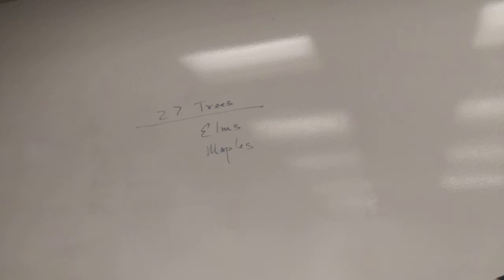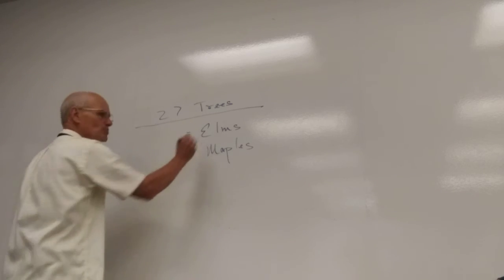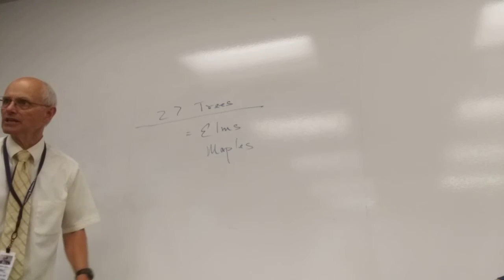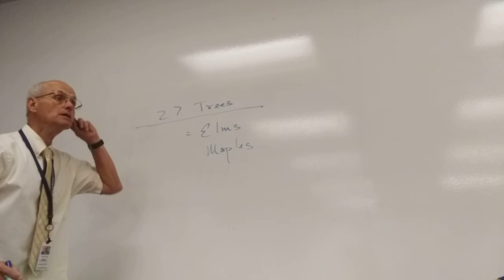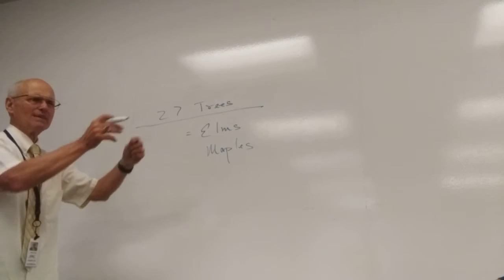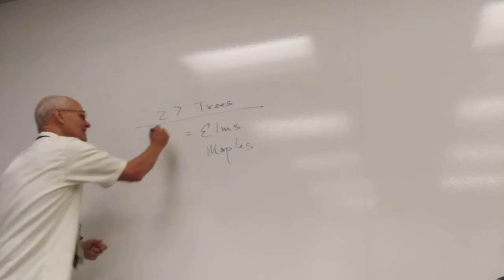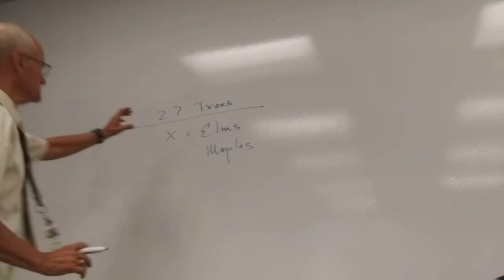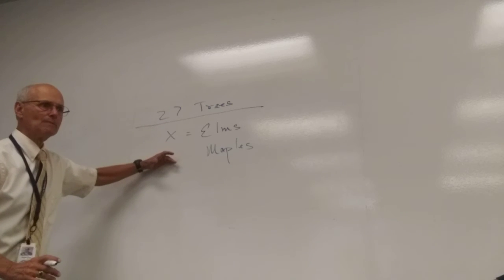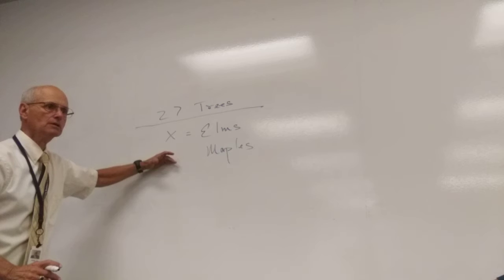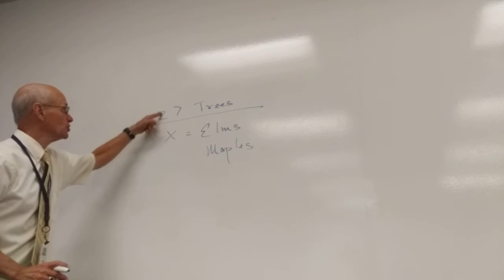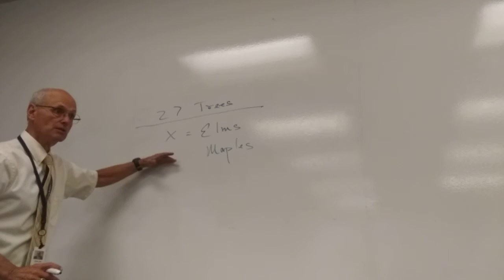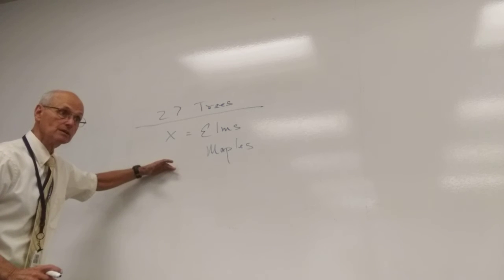Only 1 letter today. What do you want to use for elms? X, Y, P, Q. What do you want to use? E. Try to stay away from E. It looks too much like a number. X. If X is 4, if this is a 4, how many maples are there? 27 minus X. If it's 4, this has to be 23.